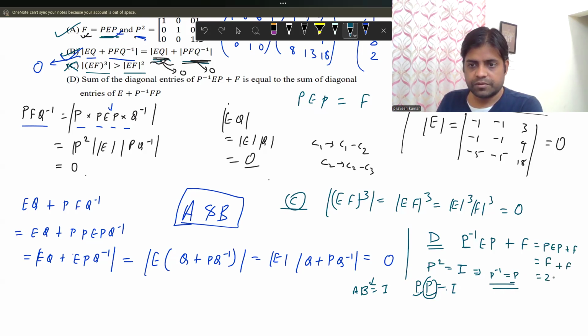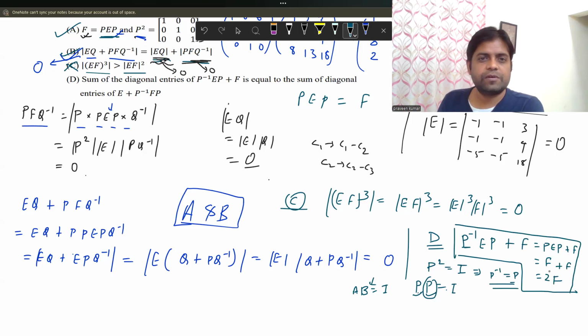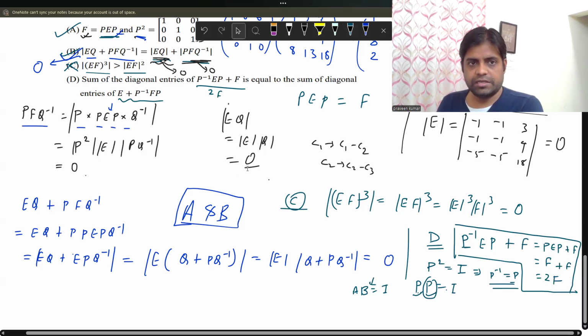So this is equal to 2F, right? So P inverse EP plus F is actually equal to 2F. Okay. So we found what it is. It is actually equal to 2F. Okay. If we try to find out this, let's do that.